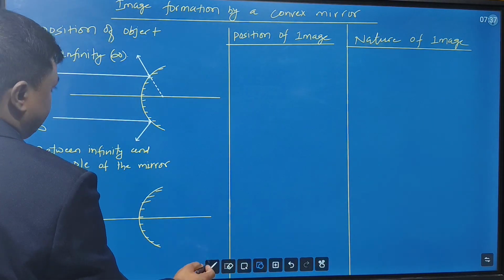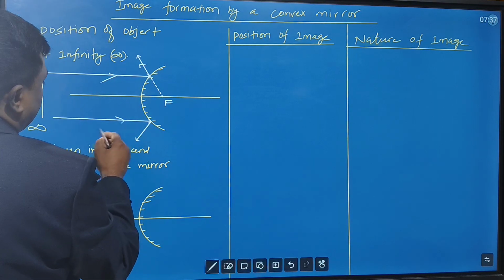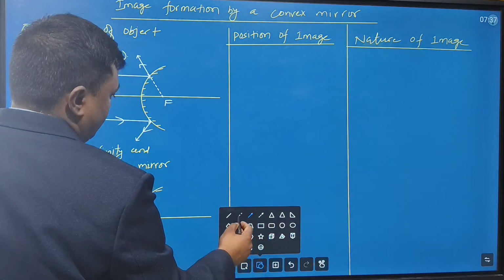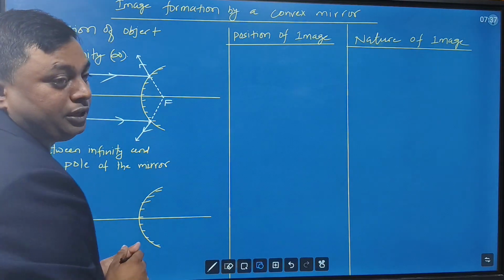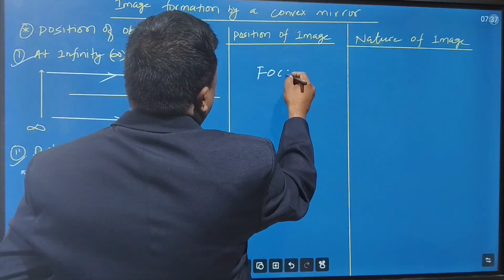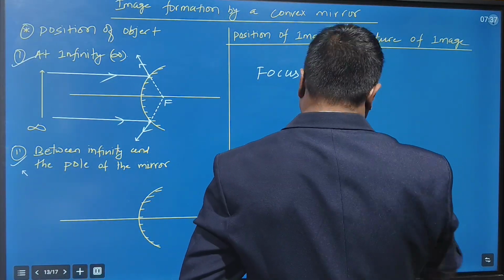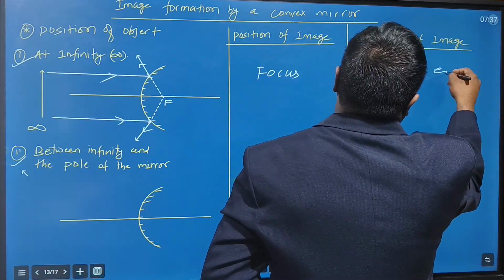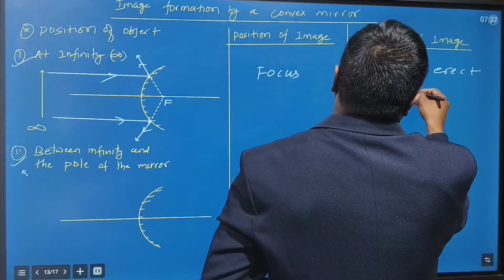Okay, so you can see if the ray of light is parallel, it will appear to pass through focus. Here, same. If the ray of light is parallel, it will appear to pass through focus. So here only they will meet. They will actually appear to meet. So where is the position of image? At the focus. And how is the nature? It is a virtual image. Virtual images are always erect and point size or highly diminished, they are saying.